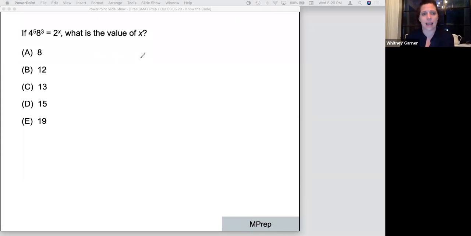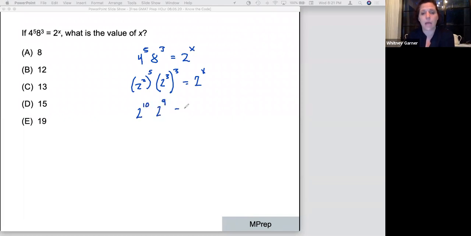So if we start to break this number down, I'll write it on my page. 4 to the 5th, 8 cubed is 2 to the x. 4 is the same as 2 squared. 8 is the same as 2 cubed. So I can get everything into this base 2. But now I have to know my exponent rules. When I raise a power to a power, I multiply. So 2 to the 10th, 2 to the 9th. And then when I am multiplying my same bases, I keep the base the same, but add my exponents. So this would be 10 plus 9 is 19. The only way for the left-hand side to equal the right-hand side is if the powers are equal, and that is how I solve for a variable in an exponent. Correct answer would be E.